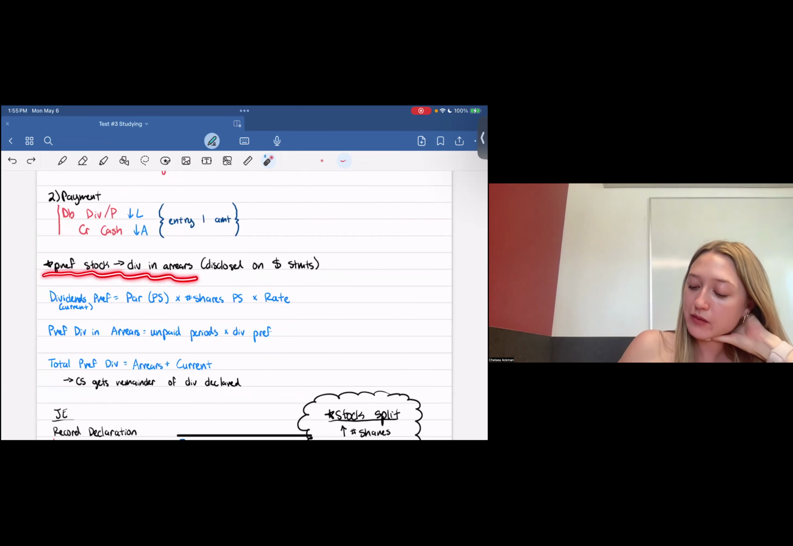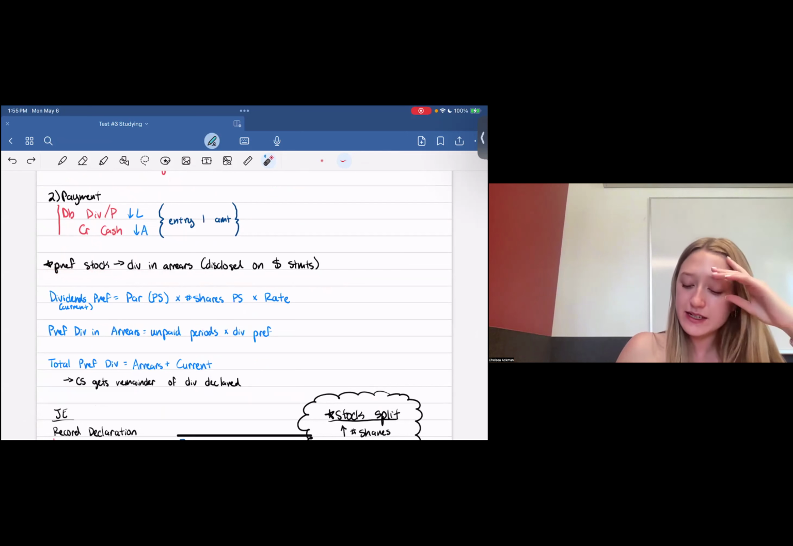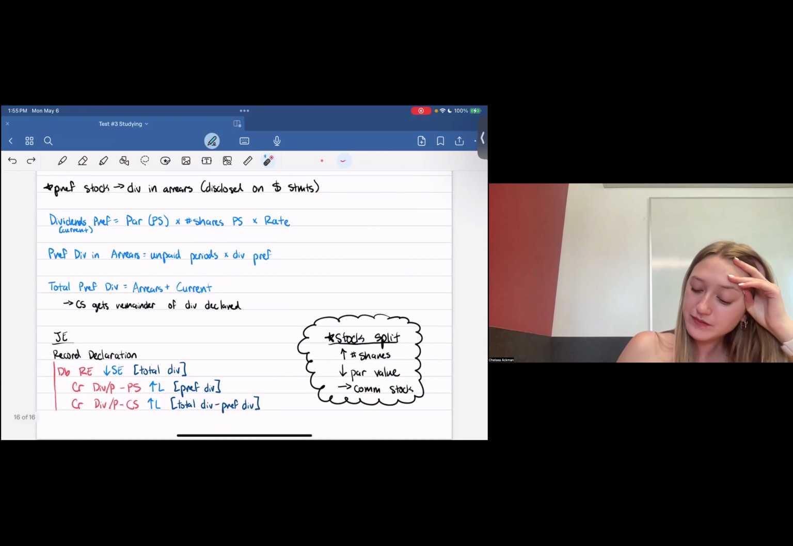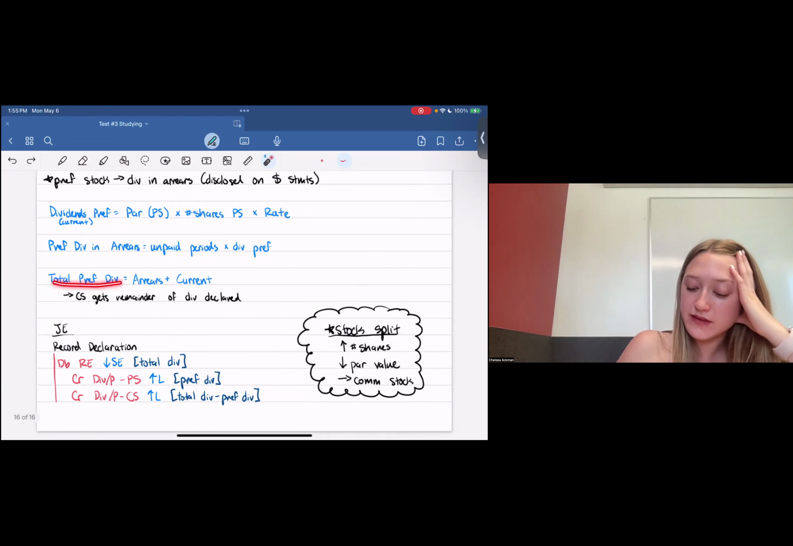Now, looking a little bit more about preferred stock and how that plays into dividends. Preferred stock leads to dividends in arrears, which are disclosed on financial statements. So our current dividends for preferred stock is equal to the par of preferred stock times the number of shares of preferred stock times the rate. Preferred dividends in arrears is the number of unpaid periods times this dividend for preferred stockholders amount. The total preferred dividend is going to be the arrears amount plus the current amount. And then common stockholders are going to get the remainder of whatever dividend is declared.